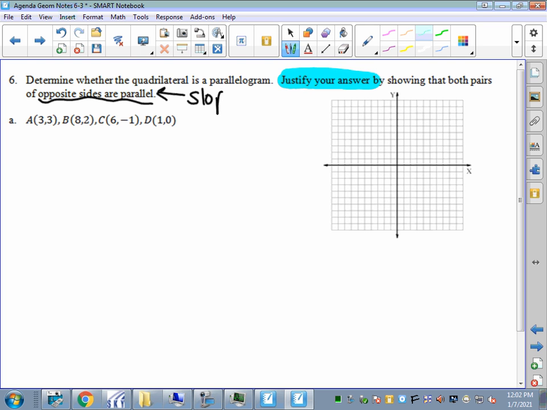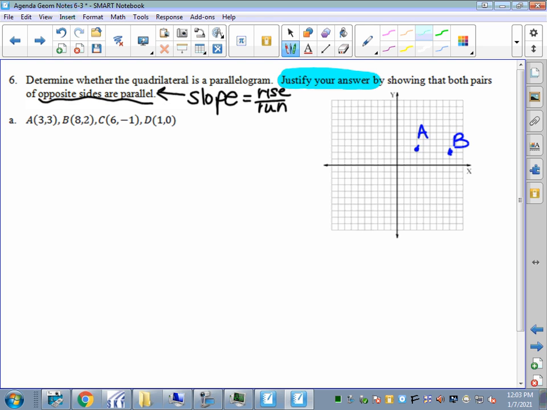to use slope. Remember, slope is rise over run, or subtract the y's over subtract the x's. I think it's easiest to graph it, so let's graph these 4 points, label them, and then we'll connect them and make a parallelogram, or a quadrilateral that we think is a parallelogram. So A is at 3, 3. Make sure you put your points on there. B is at 8, 2.